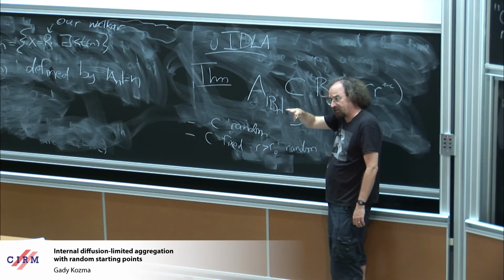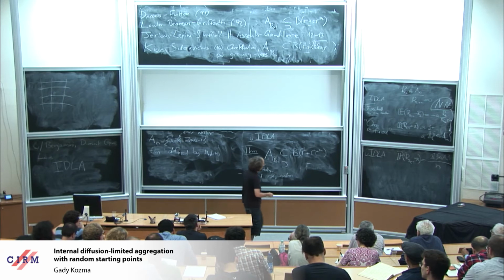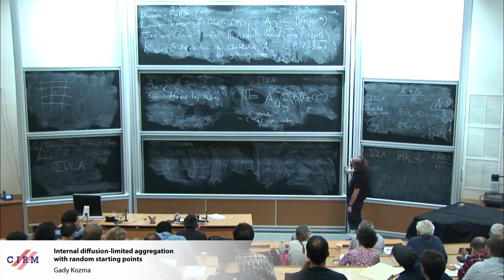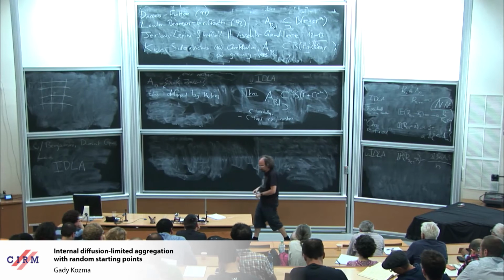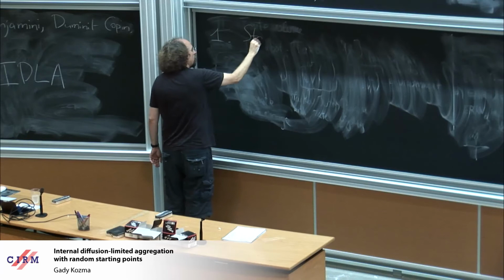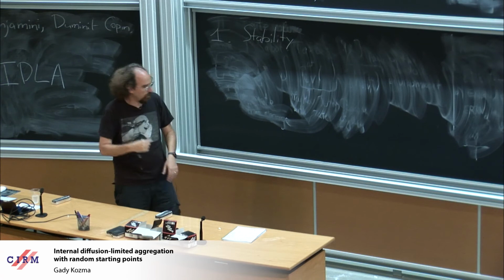Okay, since I have even 20 minutes left, I will do this uncivilized thing of showing you some bits of the proof. The proof has two main components. The first is stability, the stability claim. And the second is some kind of convergence toward the limit. Let me first state what I mean by stability.